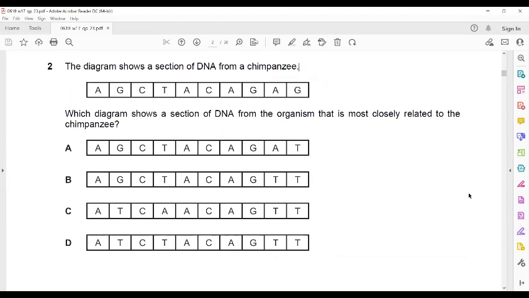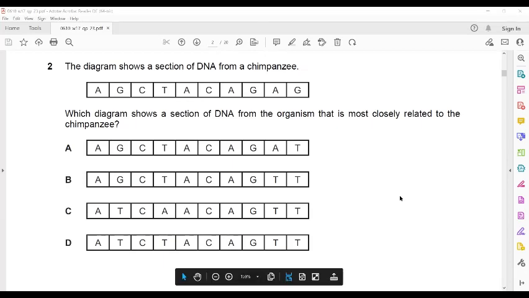Question number two, there's a diagram that shows a section of DNA from a chimpanzee. So which diagram shows a section of DNA from the organism that is most closely related to the chimpanzee? A, yes, because only one base has changed, but most of the bases are the same.